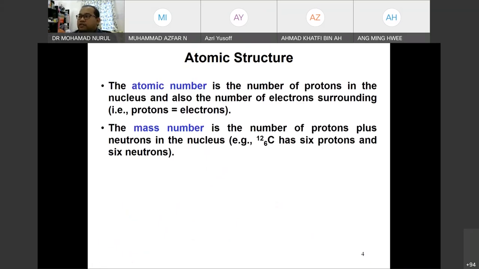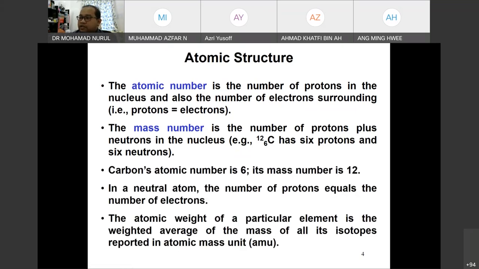For the atomic structure, the atomic number is the number of protons in the nucleus, and also the number of electrons surrounding it. It means protons equal electrons. The mass number is the number of protons plus neutrons in the nucleus. For example, carbon has 6 protons and 6 neutrons, so carbon's atomic number is 6 and its mass number is 12. In a neutral atom, without any charge, the number of protons equals the number of electrons. It's related to atomic mass units.